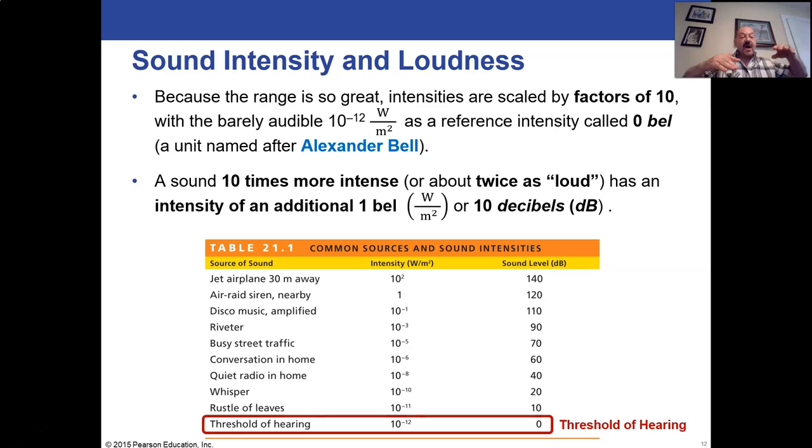We call that 1 bel, or 10 decibels. Decibel, deci means 1/10. So we typically measure sound intensity in terms of these units, decibels, tenths of a bel. So the idea is every 10 decibels, you're multiplying the intensity by 10. So if you add 10 to the decibels, you're multiplying the intensity by 10. So going from 0 to 10 decibels is multiplying the intensity tenfold, from 10 to the minus 12 to 10 to the minus 11. So every time you add 10 decibels, it's 10 times more intense. That's the intensity of sound.